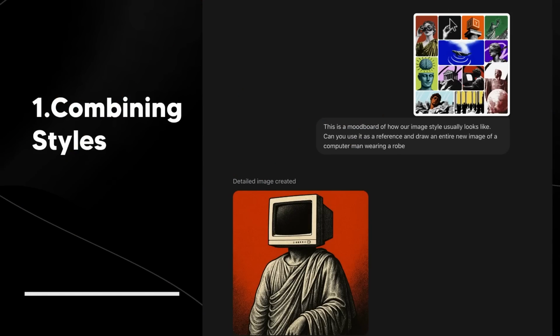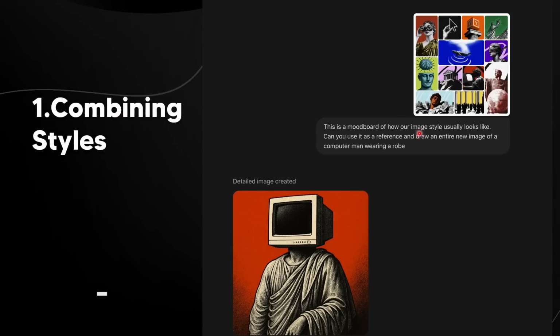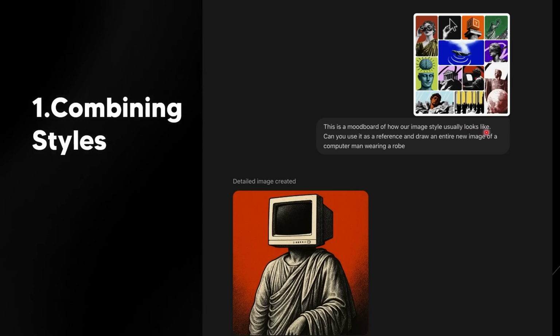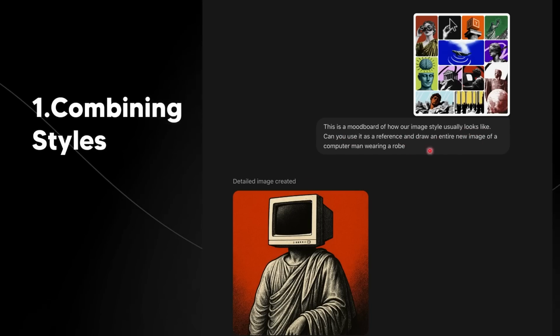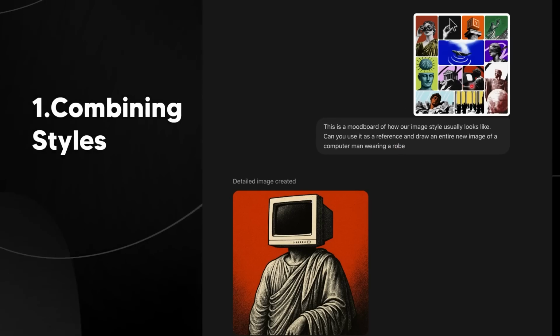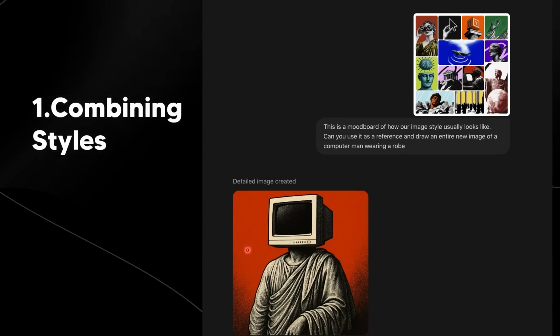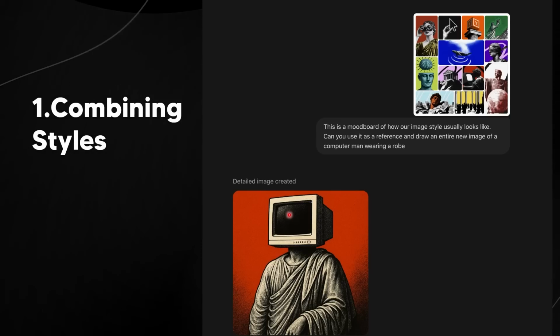One of the first ones that you can actually use is combining styles. You can see here, this user said this is a mood board of how our image style usually looks like. Can you use it as a reference and draw an entirely new image of a computer man wearing a robe? So essentially what you can do here is combine multiple different art styles all into one, and you can essentially use this to create new styles of images.